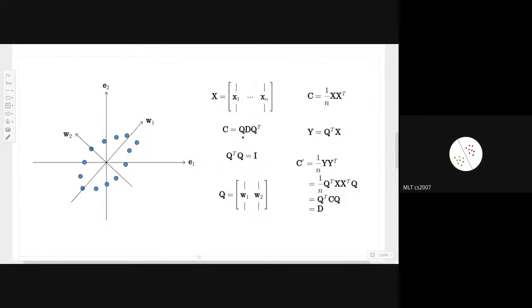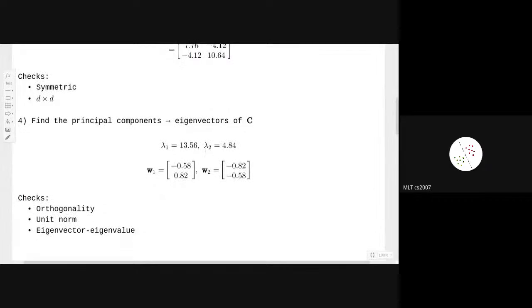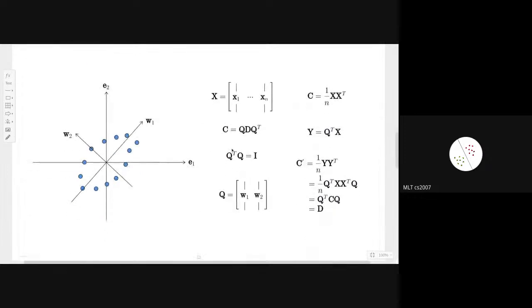Now you will get D. D is basically the diagonal matrix containing the eigenvalues of C. In our case, it will be just lambda 1, 0, 0, lambda 2, right? That will be D. And Q will be just this matrix that we have, putting this into the first column, putting this into the second column. And Q transpose Q, you know, is I. Now, I think all this is clear to you so far. Can someone tell me what I have done with Y? What do you think Y is?